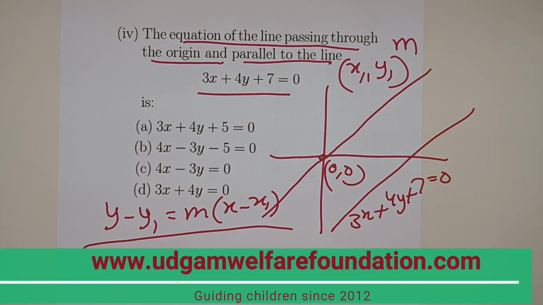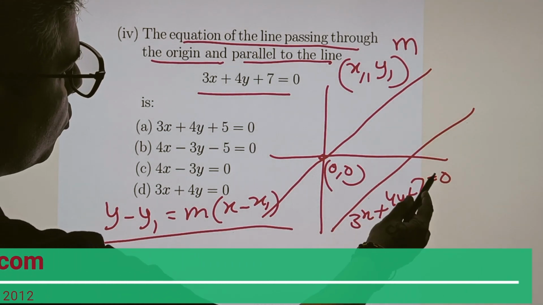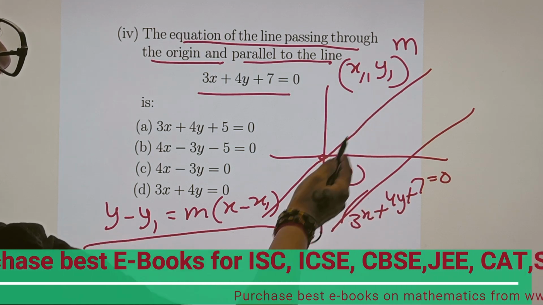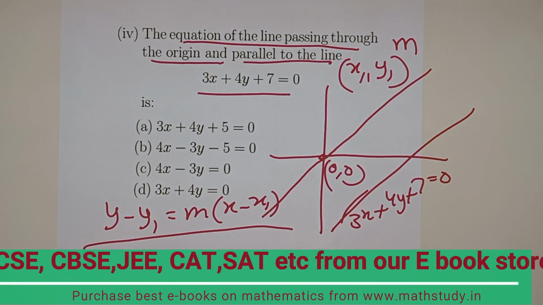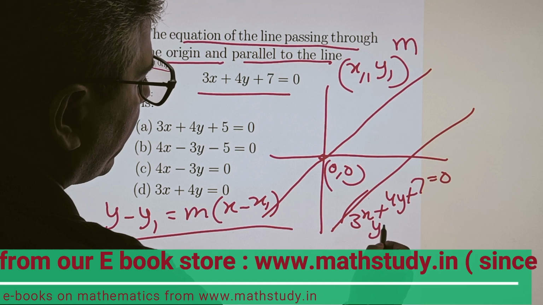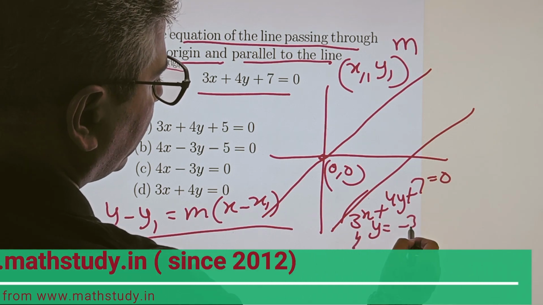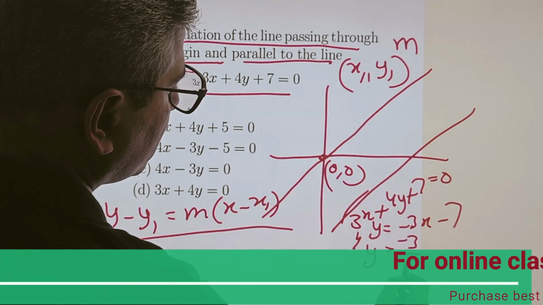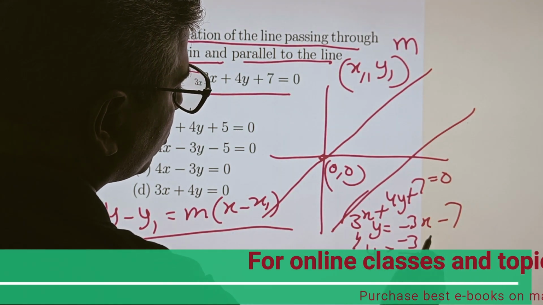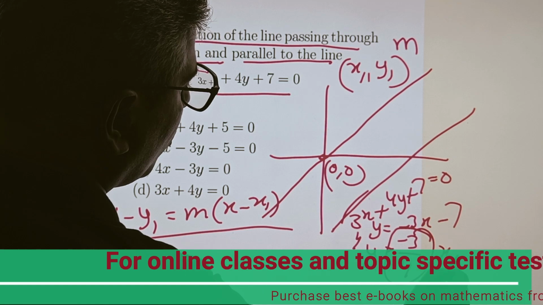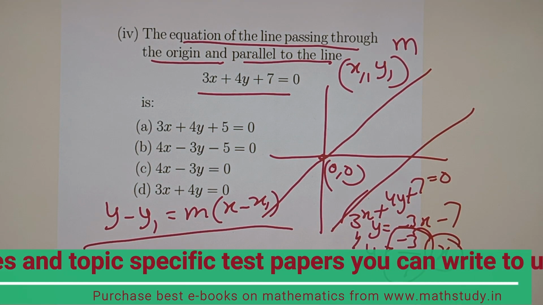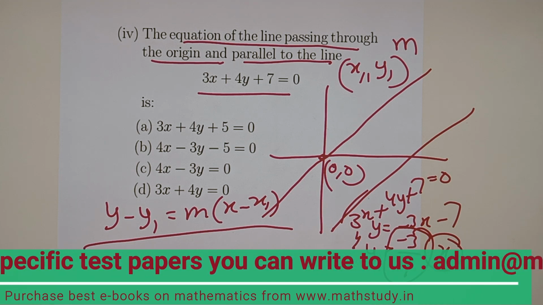So here we have to find the slope of this line, because the slope is equal to this line's slope basically, right? So the slope here is, 4y equals minus 3x minus 7 and y is equal to minus 3 by 4. So our slope is this because the coefficient of x is minus 3 by 4. So this is the slope of the line which is required here.